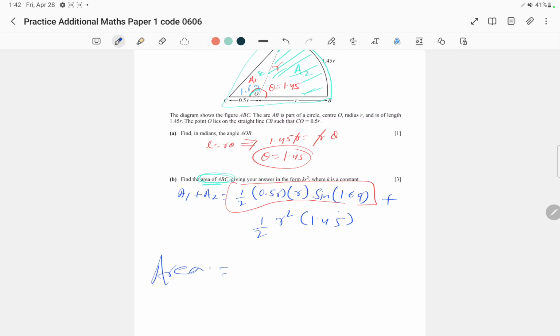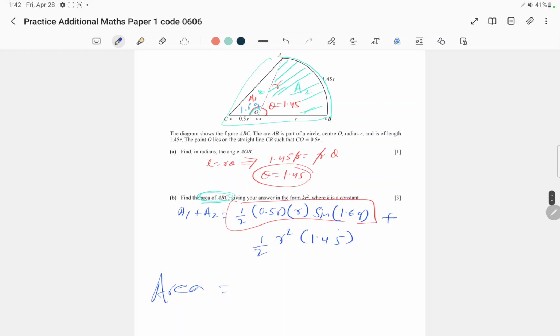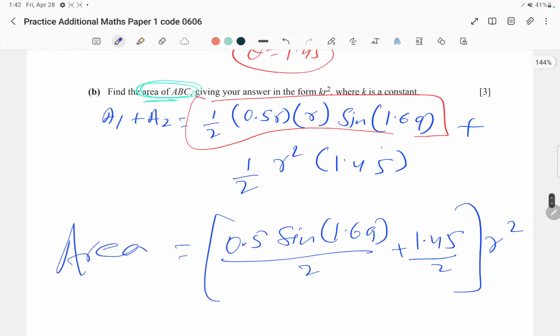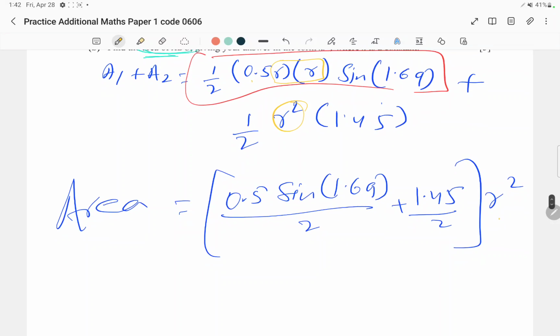Now area of figure ABC is 0.5 times sine of 1.69 over 2 plus 1.45 over 2, and I took r square outside. Why? Because here you can check, this is your r times r, which is r square. So I took here 0.5 times sine 1.69 over 2 and 1.45 over 2. It's together. Now I will use calculator for that.